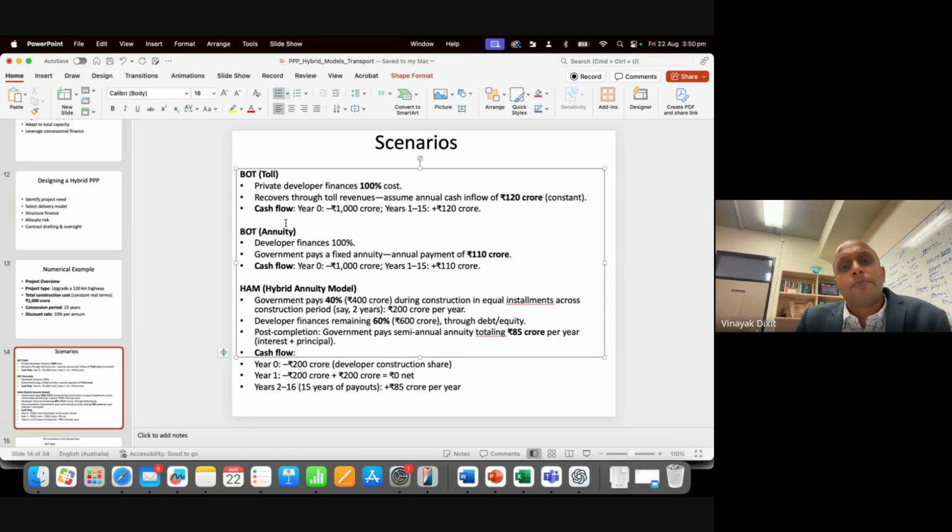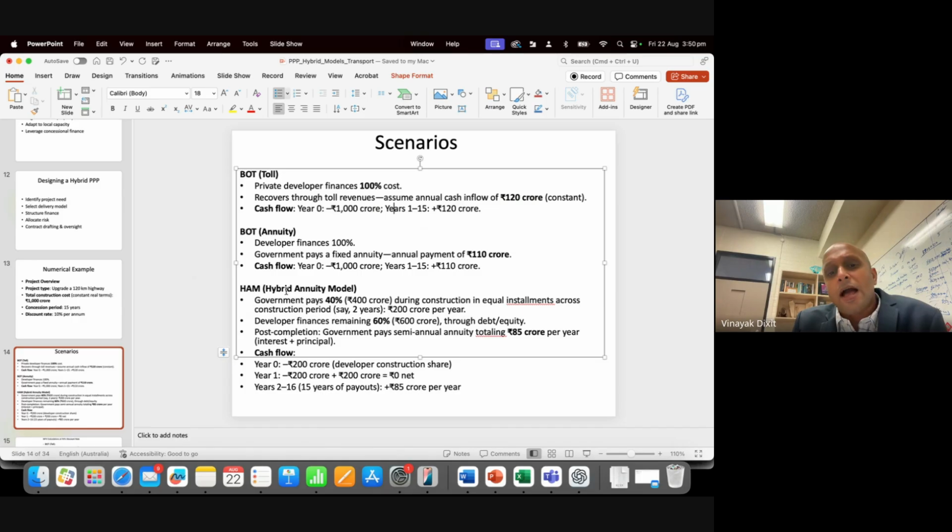Then we have something called a BOT annuity model, where the developer finances it 100% and the government pays a fixed annuity, an annual payment of 110 crores. So you're not putting a toll, but the government is paying you 110 crores every year. Okay, so that's an annuity model.